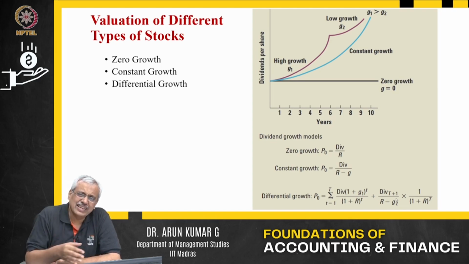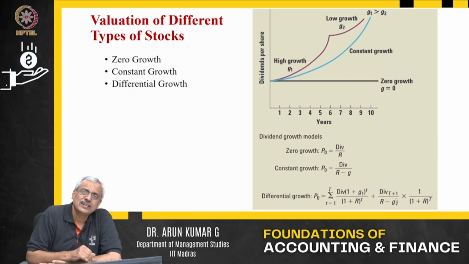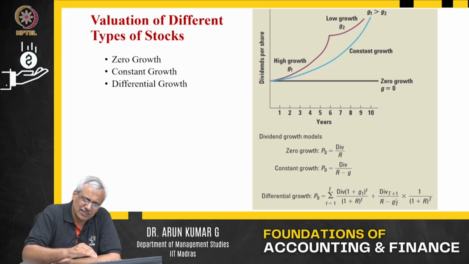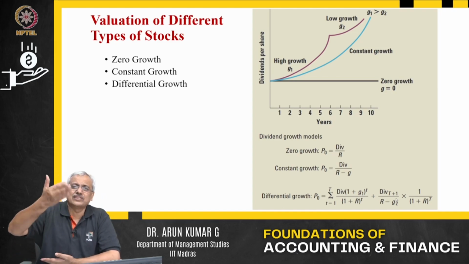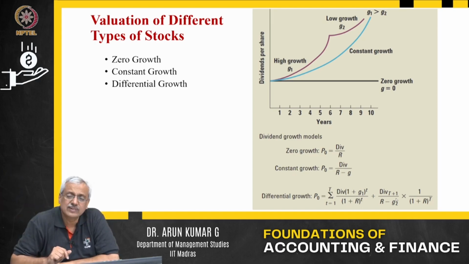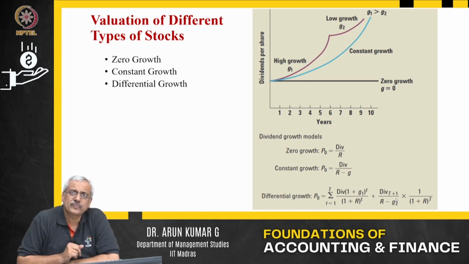Now, on the right you see a lot of formulas and a graph. Let us look at the graph. The x-axis is years, the y-axis is dividends per share. You will see in the zero growth, the constant dividend, the line is simple and straight. Whereas in a constant growth, the curve keeps moving upwards. Whereas in a differential growth, there is a low growth, high growth, low growth, high growth. I have just depicted it in the form of a graph. Now, what are these formulas? Don't worry about these formulas. We will come to these formulas.